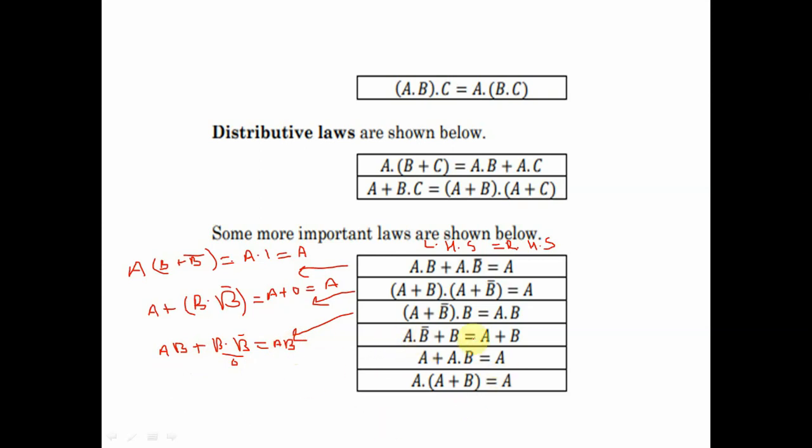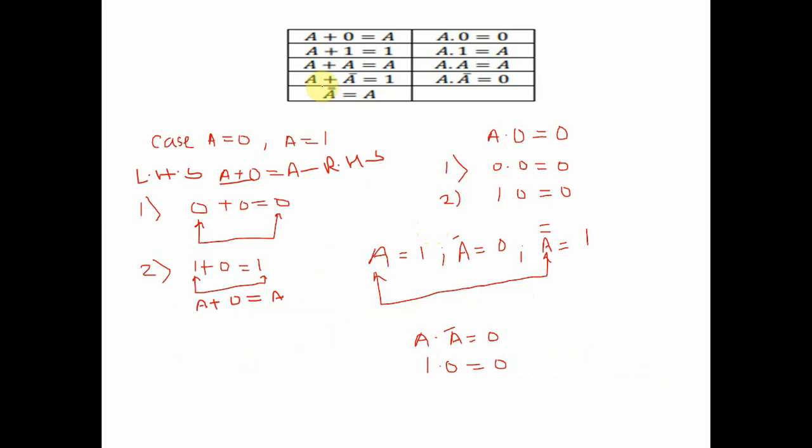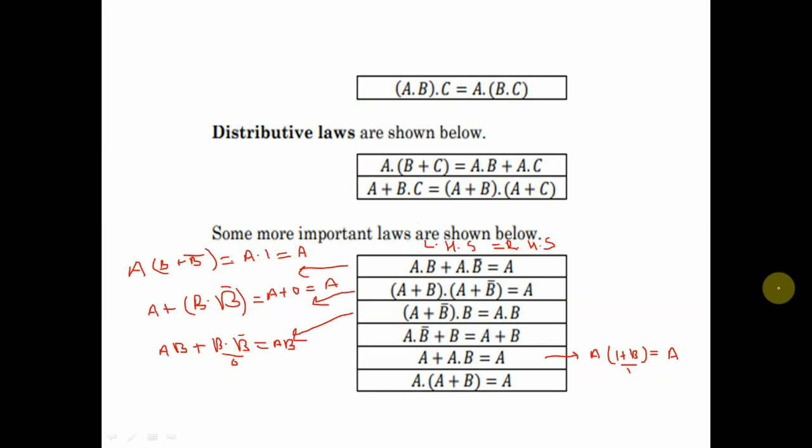Now, in the fourth term, A dot B bar plus B is similar to A plus B. Now in the fifth term, on the LHS side, which term is common? A is common, and the remaining term is 1 plus B. But 1 plus B is nothing but 1. So the answer is A. How is it? Look here: 1 plus B is equal to 1. So put A in bracket 1 plus B, which is equal to A.